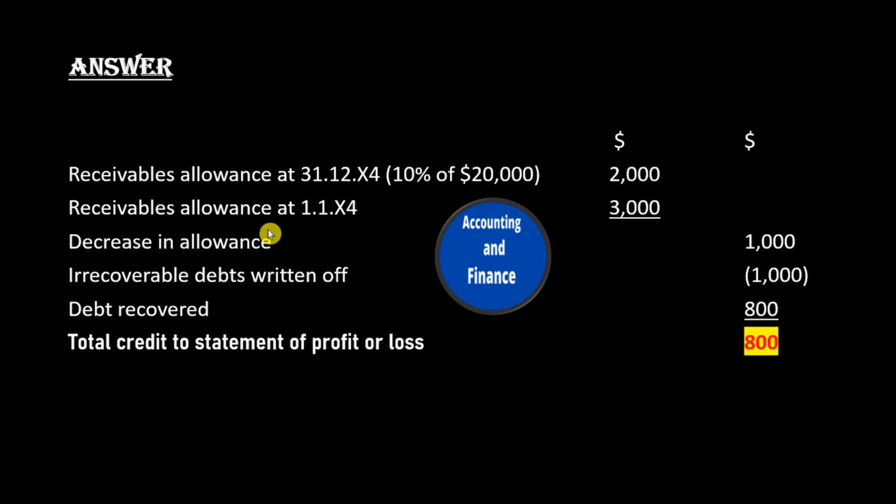Receivables allowance at 1/1/24, $3,000. Decrease in allowance, $1,000. Irrecoverable debts written off, minus $1,000. Debt recovered, $800. Total credit to statement of profit or loss, $800.